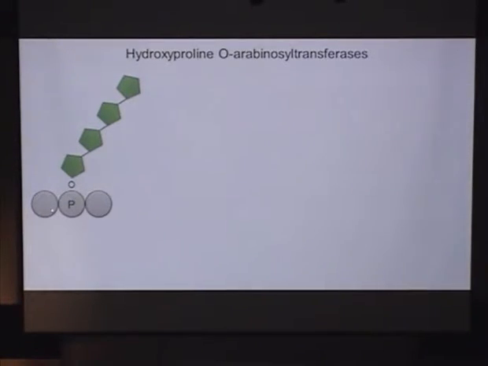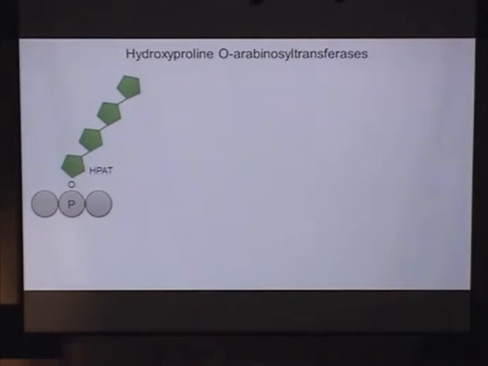So when you start with this hydroxylated proline, you add these sugars one by one, and that addition is catalyzed by a specific family of enzymes. The enzymes that add this first arabinose are conveniently named Hydroxyproline O-arabinosyltransferases. That is a mouthful, so we just call them HPATs for convenience. Once that HPAT has added that first arabinose sugar, another unrelated group of enzymes can add the second, and then another group of enzymes can add the third, and so on.